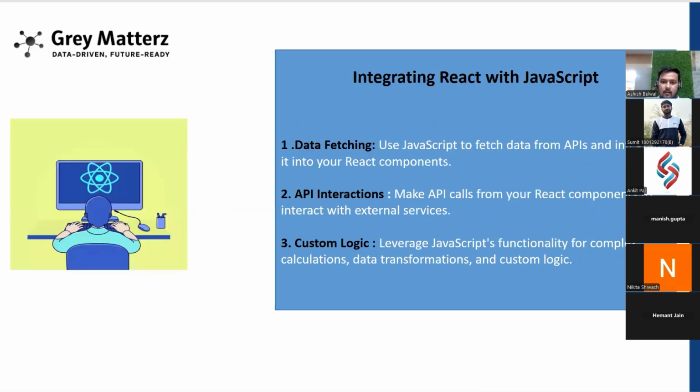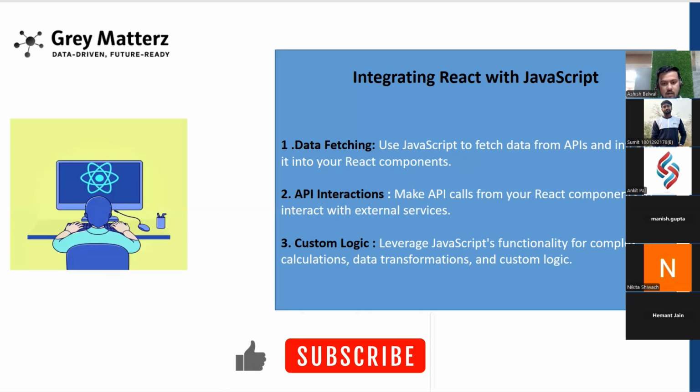Integrating React with JavaScript. For data fetching, we use multiple third-party APIs like Twilio, SendGrid, Google API, Facebook API, Instagram, all kinds of third-party APIs we also use in our React.js, integrating those in our project and fetching the data from these libraries. Also, we integrate APIs like GET APIs, POST APIs, PUT APIs, all kinds of APIs we integrate in our front-end application using React.js. We also build our custom logic for creating the website.